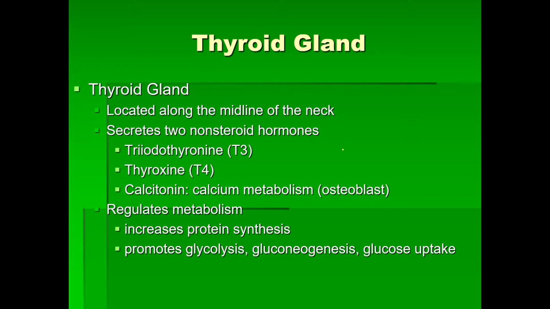it secretes the hormones, primarily two non-steroidal hormones. One of them is known as triiodothyronine or T3. Second one is known as tetraiodothyronine or thyroxine. And one important hormone which is responsible for calcium balance is referred to by the name of calcitonin.